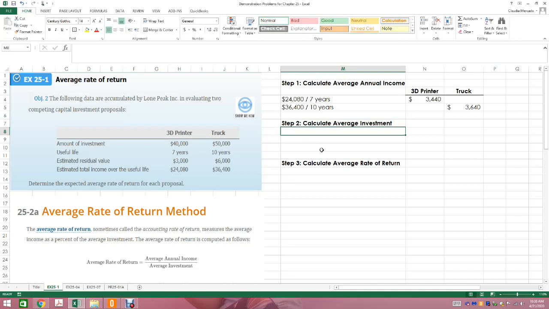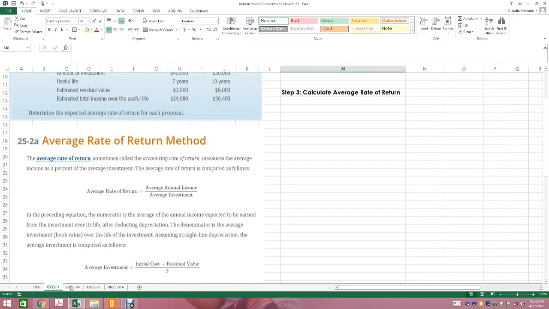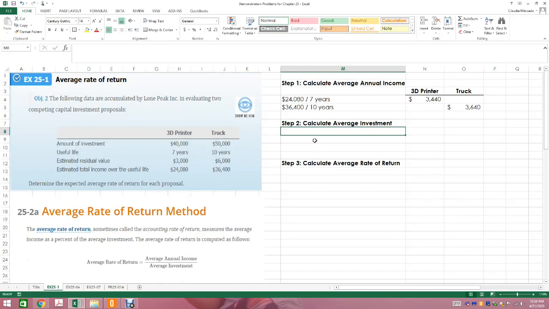Now step two, I'm gonna calculate my average investment, okay? Your average investment is your initial cost plus your residual value divided by 2. That is the calculation that we're going to be applying on step number 2. So once again, I'm going to do the printer first, okay? So the amount of my investment for the printer is $40,000. Okay. I'm going to add my residual value, which is going to be $3,000. And I'm going to divide by 2, okay?